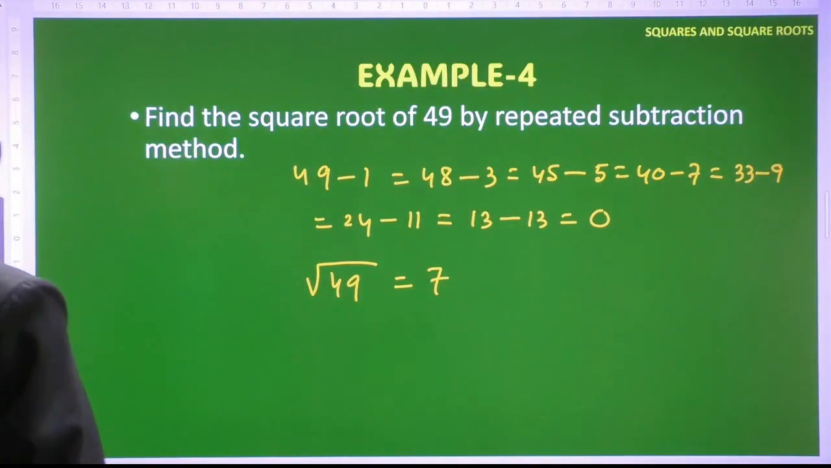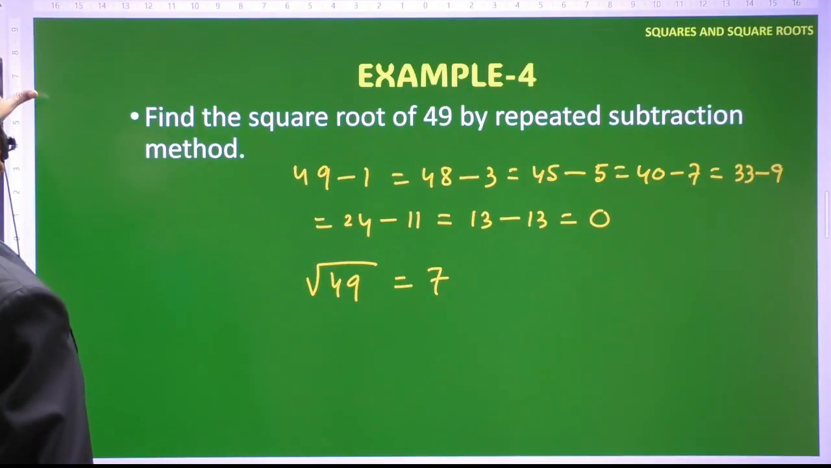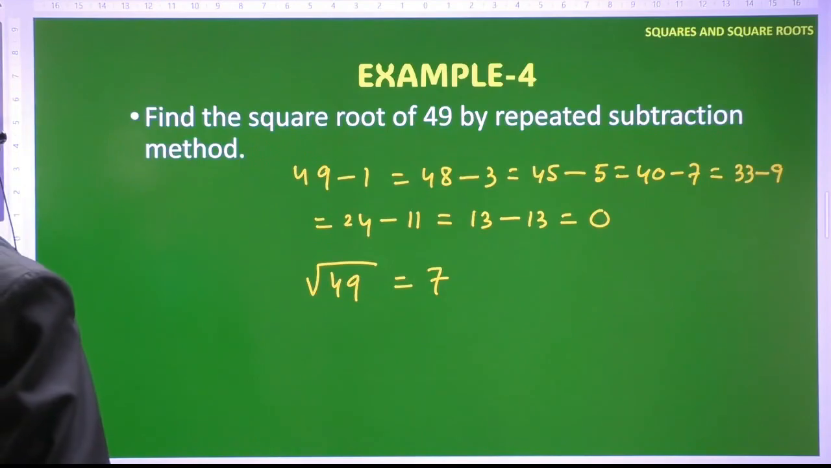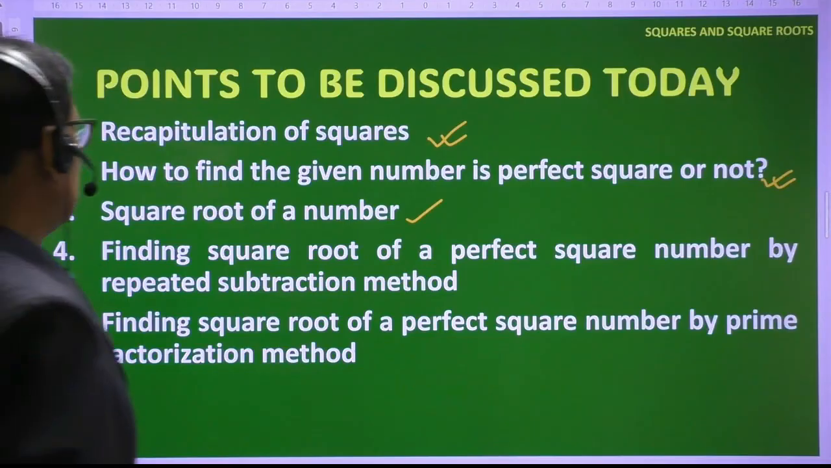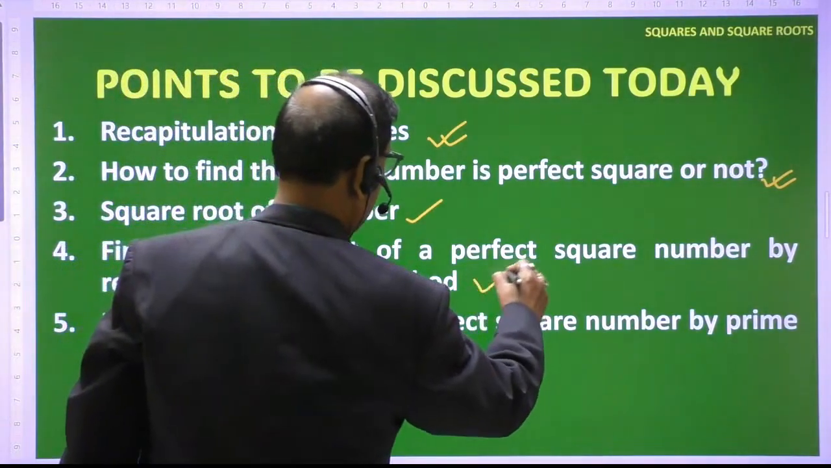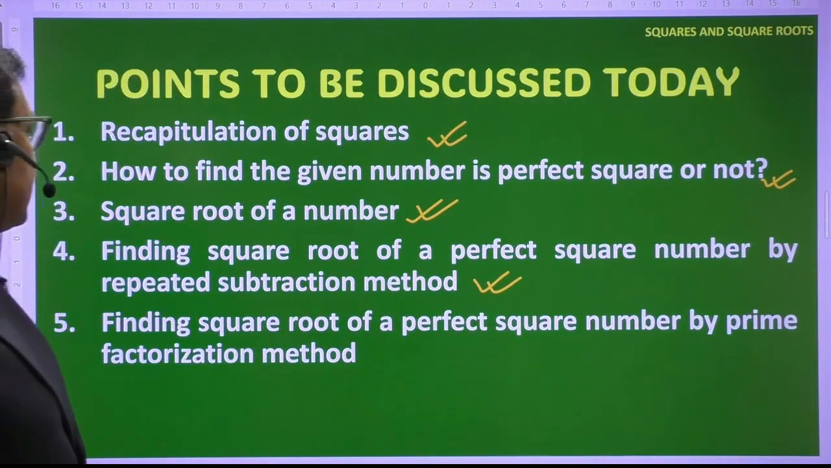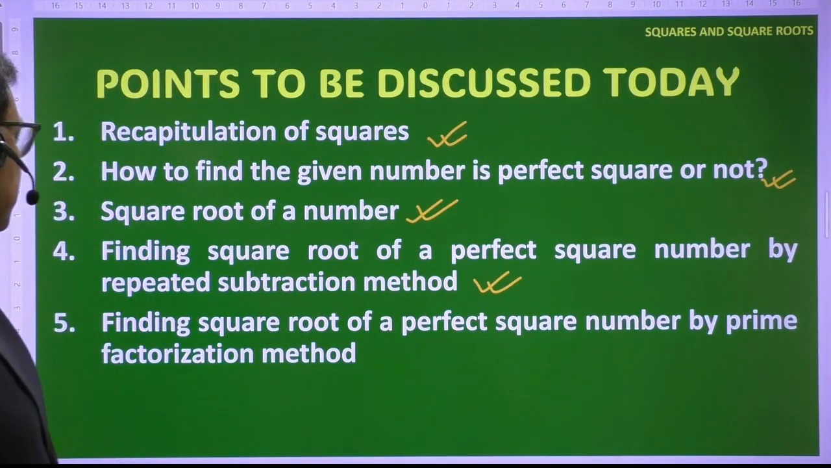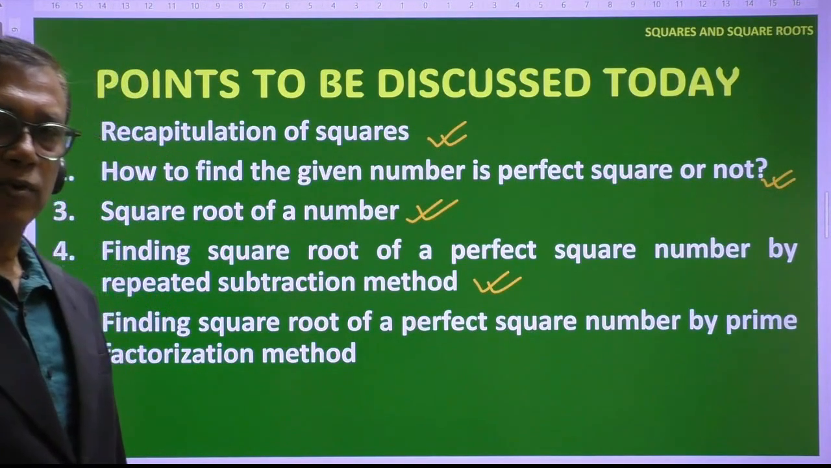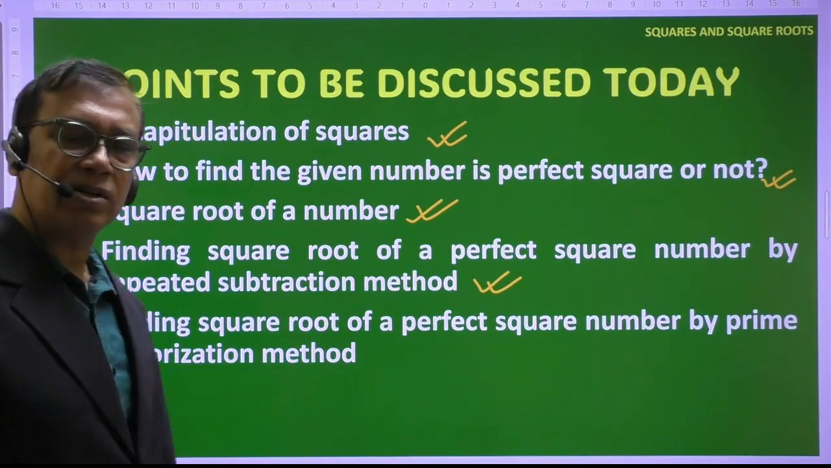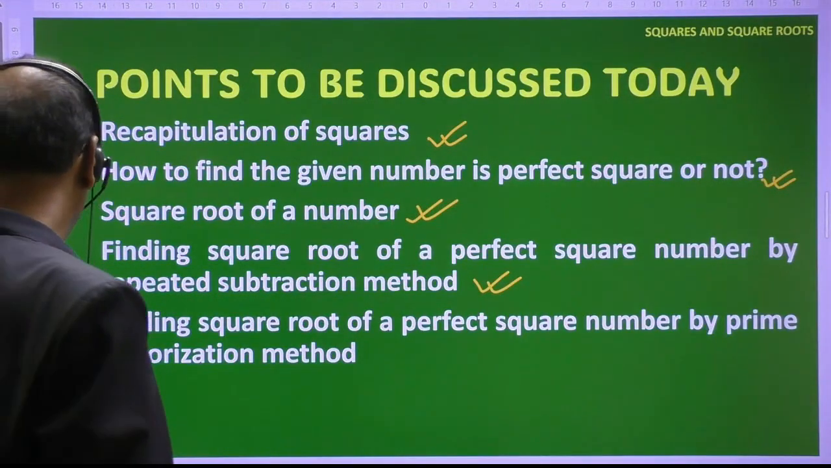Is it clear? So now I'll discuss the next point, that is the 5th point. 4th point completed. Now the 5th point: finding the square root of a perfect square number by the prime factorization method. This is a very important method. Basically, we will apply this method to solve many sums. Is it clear?